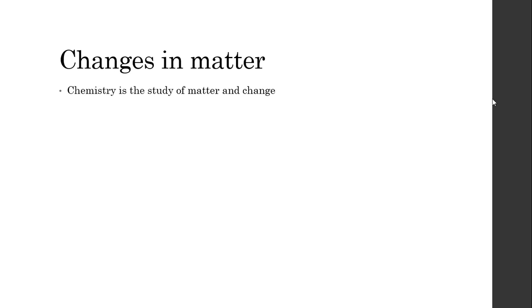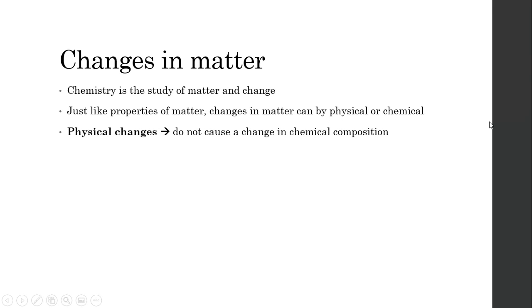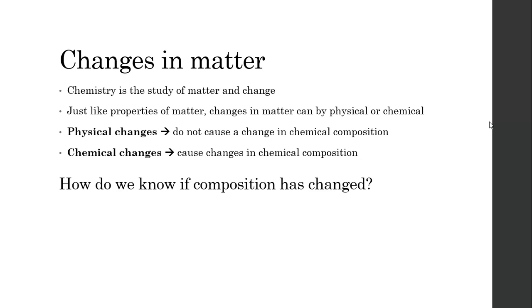Changes in matter. So chemistry is the study of matter and change. We look at these physical and chemical properties because it will allow us to say, hey, we have an unknown sample. Let's figure out what this is based on our observations and data we can collect from it. Just like properties of matter, changes in matter can be physical or chemical. That should say be. They can be physical or chemical. A physical change is a change that happens, but it does not cause a change in chemical composition. And chemical changes do cause changes in chemical composition, so just like our properties.